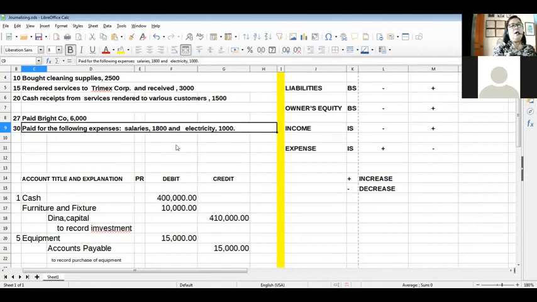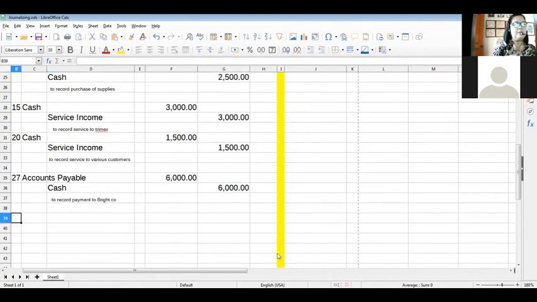Okay? So, nadagdagan ang expense niya, nadagdagan ang expense na salaries at nadagdagan ang expense na electricity. So therefore, saan mo sila ilalagay? Ilalagay mo sila sa debit. Ngayon, ano naman ang nabawasan kay Dina Linis Company? Nabawasan yung kanyang cash. Kasi binayaran niya ito. That is the reason yung cash niya na-decrease. So therefore, where are you going to put your cash? It should be credited. Okay? So let's put it here.